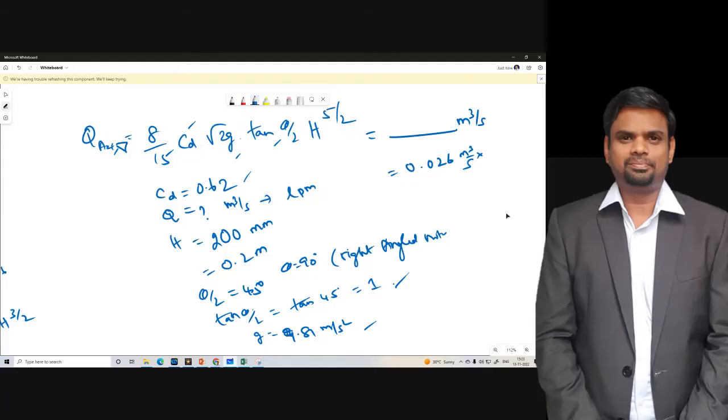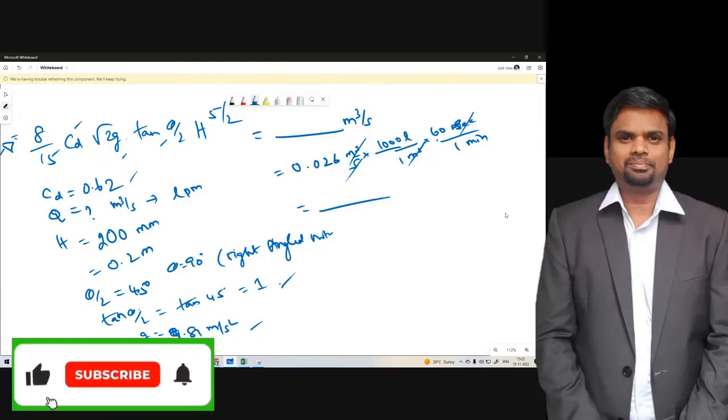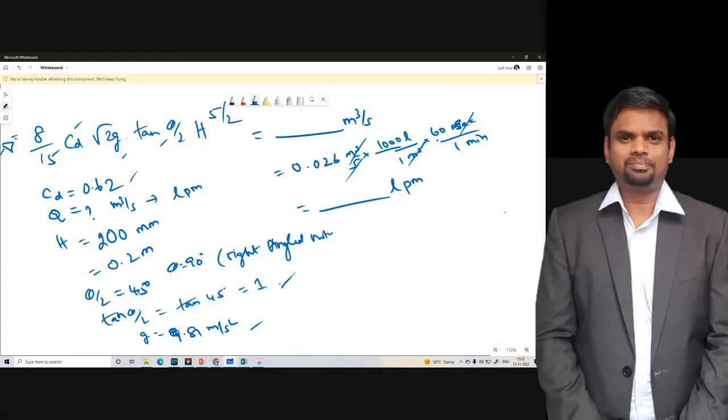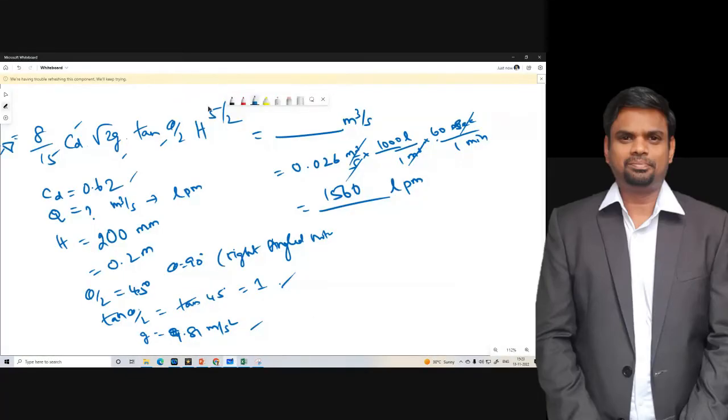But we have to convert it to LPM, right? So how to convert it into LPM? We know that 1000 liters is equal to 1 meter cube, and 60 seconds is equal to 1 minute. So the meter cube will get cancelled, the second will cancel, and what we get is LPM. Please comment your answer. How much is your LPM? You should be getting around 1560 LPM. So 1560 LPM is what we get, and that is the answer.